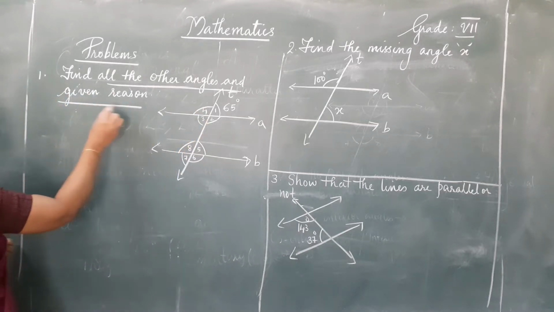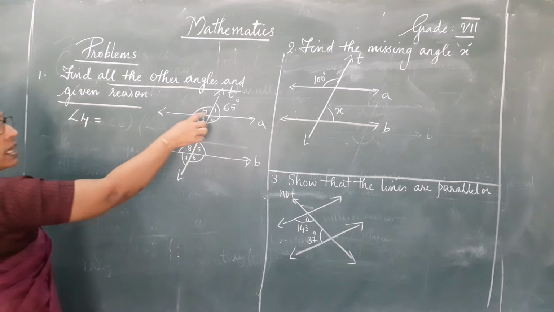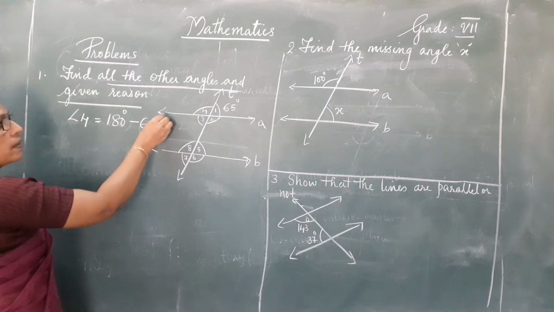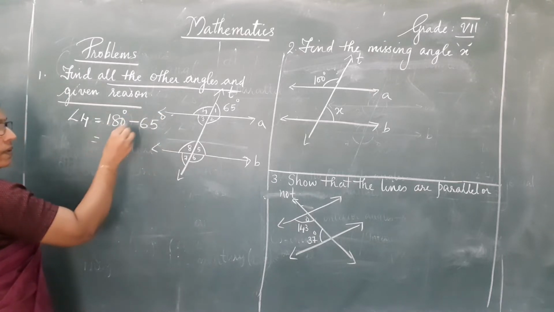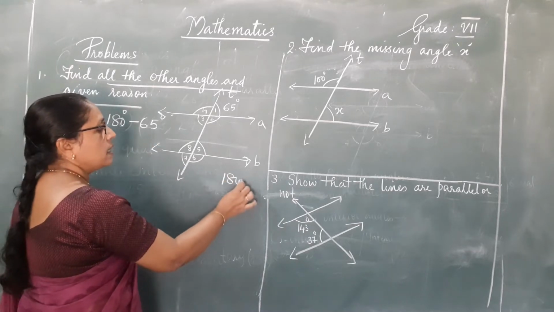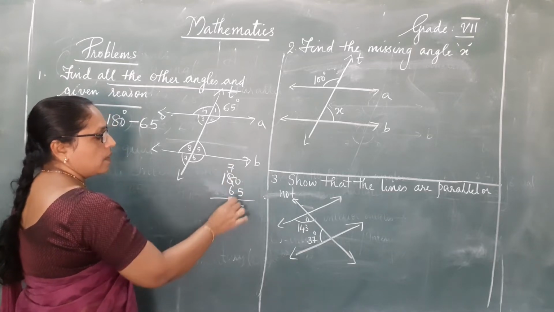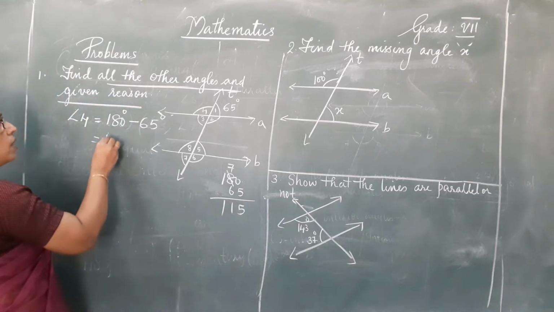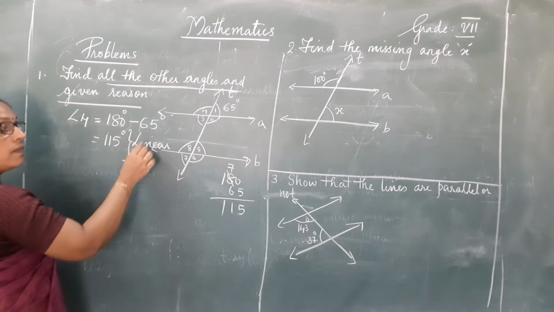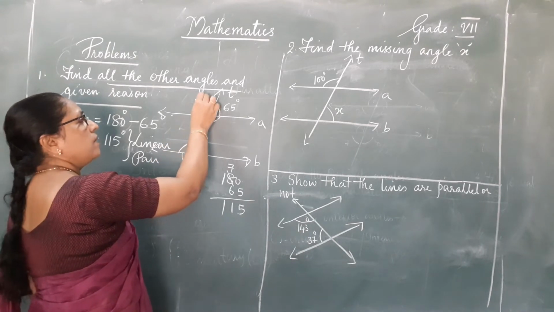So what do you write? Angle 4. Therefore, you are going to find angle 4, with relation to angle 1. Angle 4 equals 180 degrees minus 65. The reason will be written there. Subtract it: 180 degrees minus 65. 10 minus 5 is 5, borrowing, 7, 115 degrees. So we got 115 degrees. Write the reason: linear pair. Reason is very important in geometry. So we found this angle as 115.